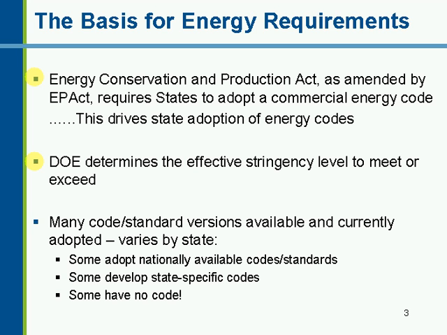As many of you may recall or may know from your own experience in design and compliance, there are many code standard versions available and currently adopted. It varies quite a bit by state. Some states have adopted a nationally available code or standard, such as the 90.1 2007. Some states have developed their own code, which may or may not be based on a national code. And some states still do not have a code. They may be currently developing one or are looking at adopting a nationally available code.